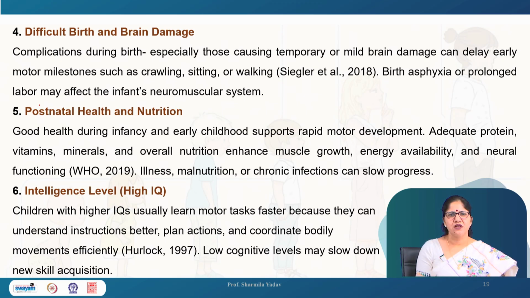Intelligence level. High IQ. Children with higher IQ, intelligence quotient, usually learn motor tasks faster because they can understand instructions better, plan the actions, and coordinate bodily movements efficiently. Low cognitive levels may slow down these new skill acquisition.